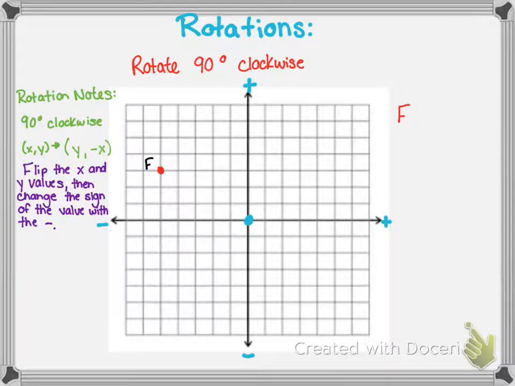So F, we start with the x-axis always. That is 5 to the left, which means that's going to represent negative 5. And it is up 3, which is positive 3.